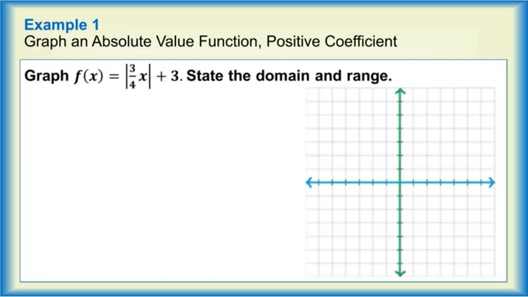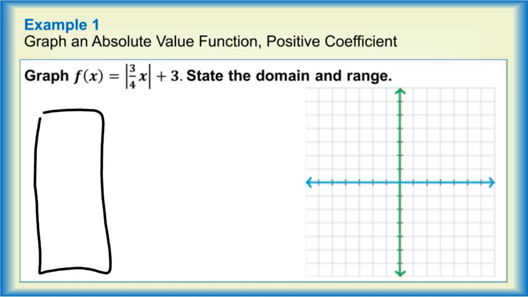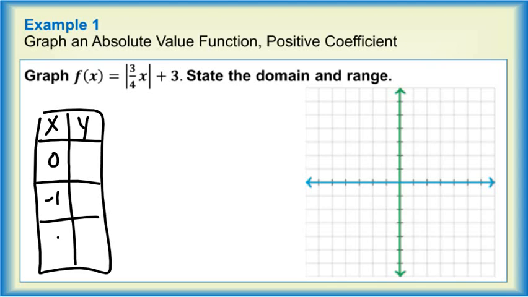So let's take a look at an example. It says graph f(x) = |3/4 x + 3| and state the domain and range. For this one, if you want to draw a table of values, we can do that. This would be our x, this would be our y. We'll eventually have to find a vertex. So let's just use numbers 0, -1, and 1.